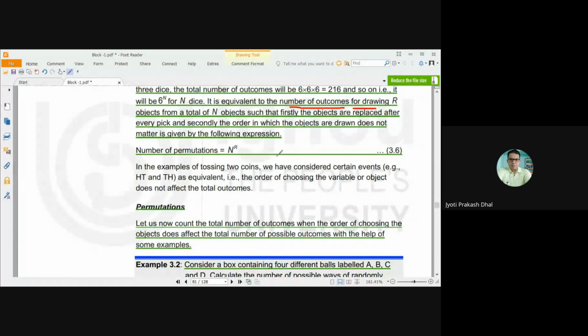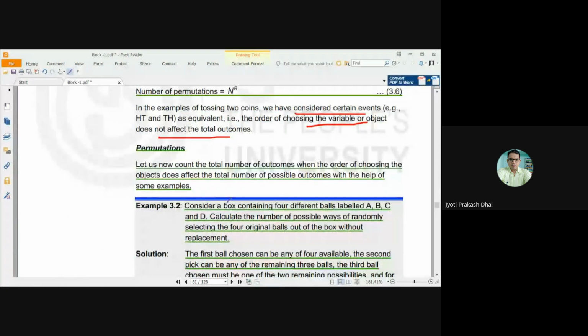In the experiment of tossing 2 coins, we have considered that HT and TH are equivalent. That is, the order of choosing the objects does not affect the total outcomes. Now coming to permutation, let us count the total number of outcomes when the order of choosing the objects does not affect the total number of possible outcomes, with the help of some examples.